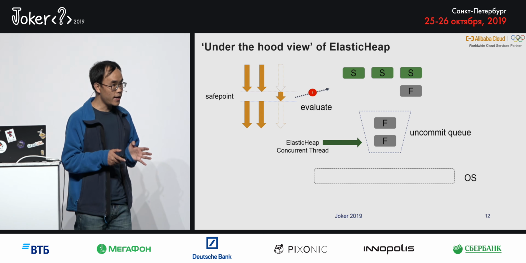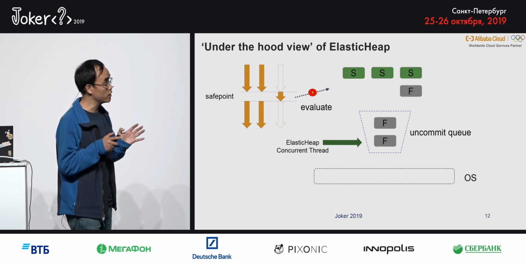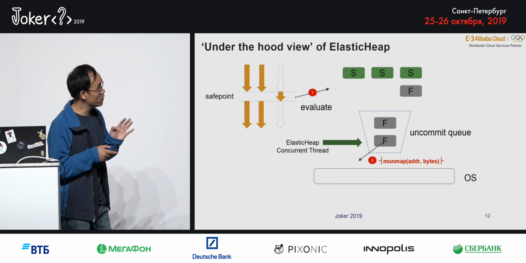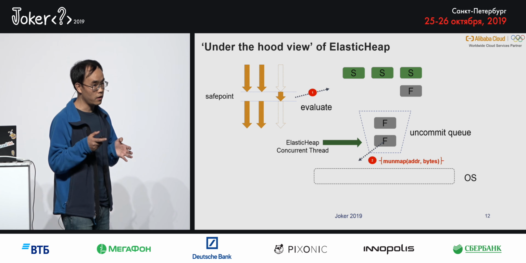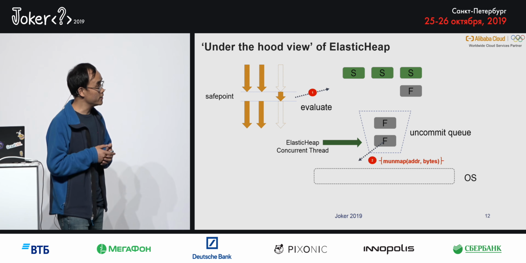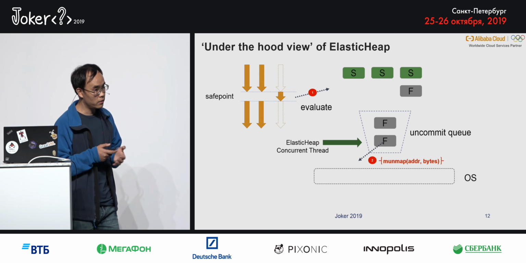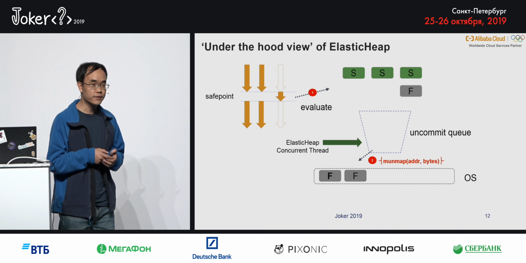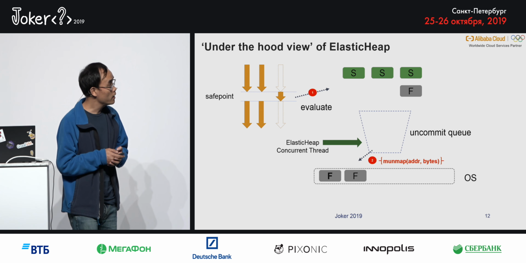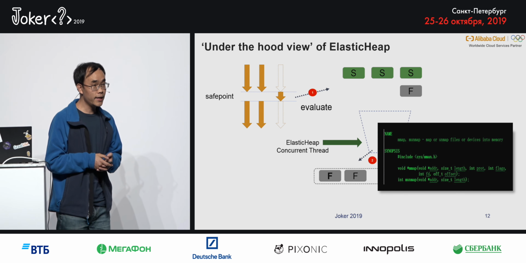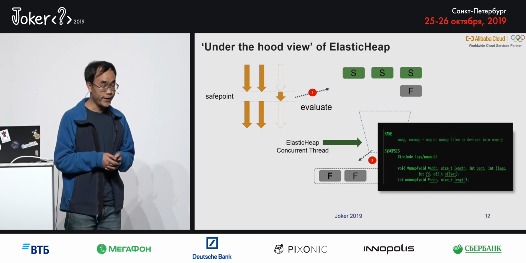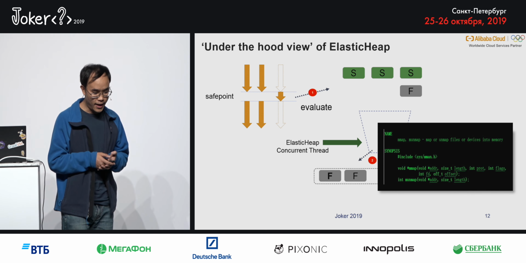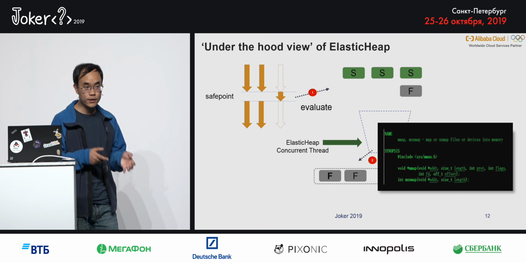In the second step, we kick off a concurrent thread in elastic heap. The concurrent thread checks the uncommitted queue. Then it calls the munmap OS API to return the memory to the OS. This is step 2. So the key point here is our elastic heap really relies on these 2 APIs to acquire memory and release memory.